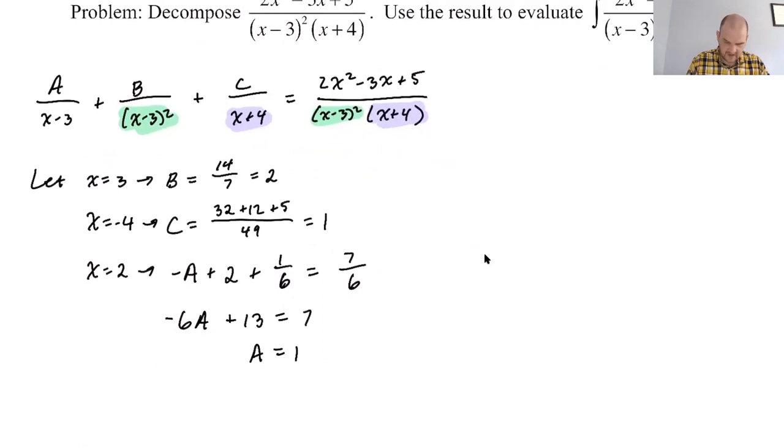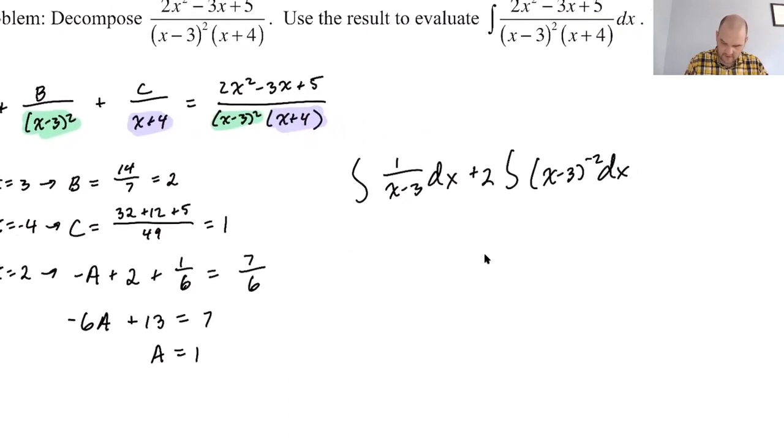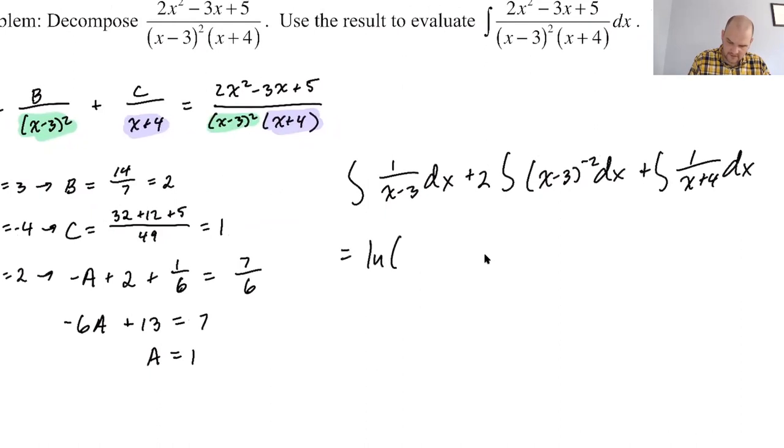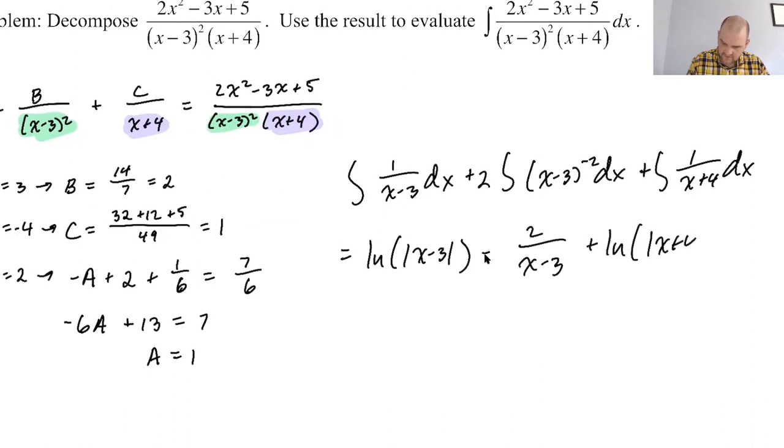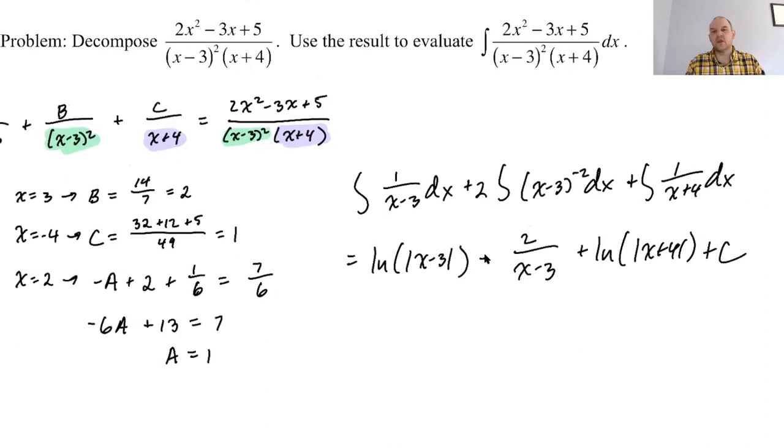So I'm doing a is 1, so I have the integral of 1 over x minus 3. B is 2, so I'm going to say plus 2 times the integral, I'm going to bring this up to the negative second. And then c was 1, so I'm going to say plus the integral of 1 over x plus 4 dx. So natural log absolute value of x minus 3, plus 2 times the reciprocal gives me negative 2 over x minus 3. And then plus the natural log of the absolute value of x plus 4, and then plus c. Should we check it?